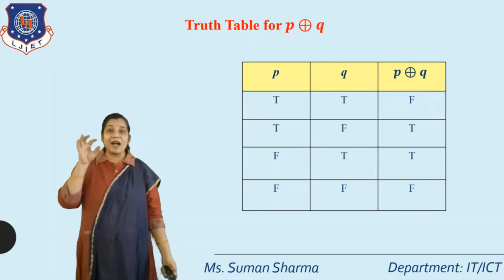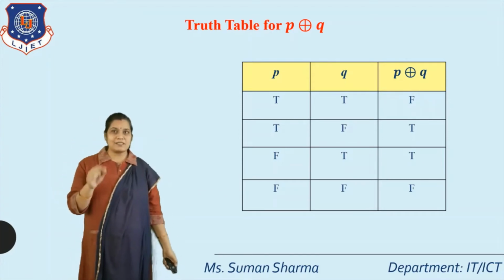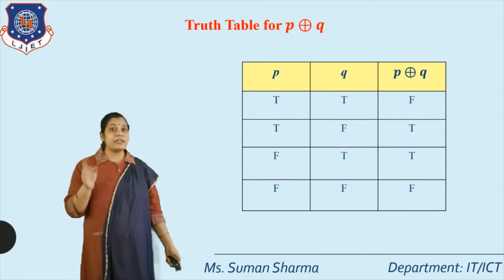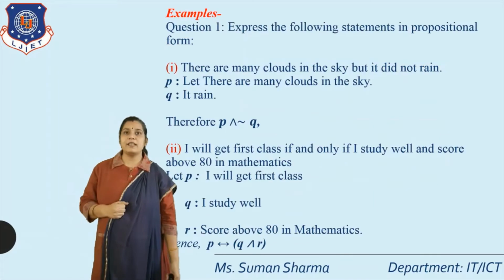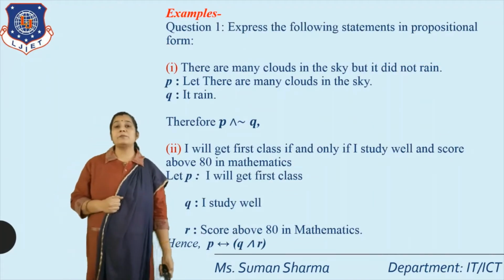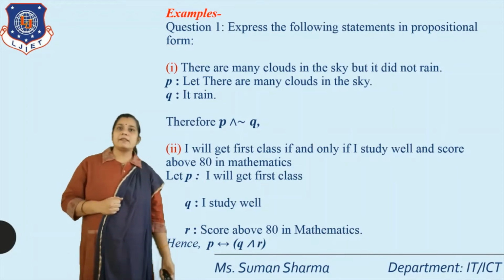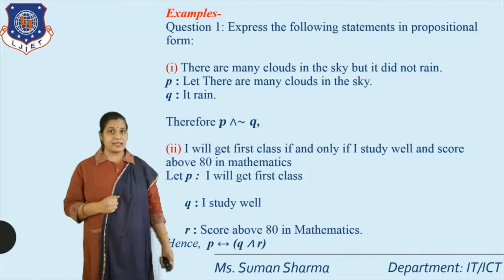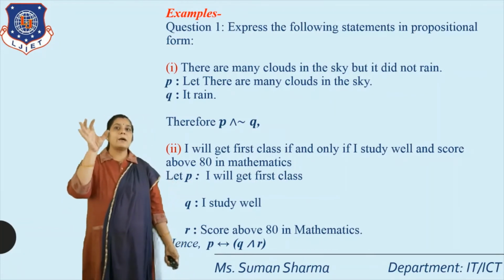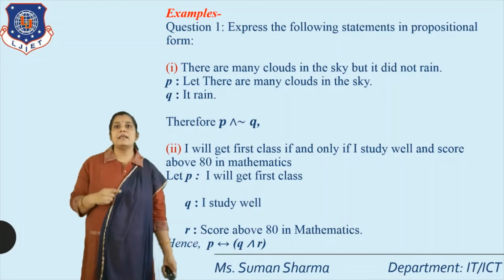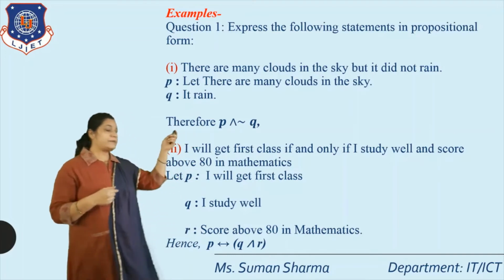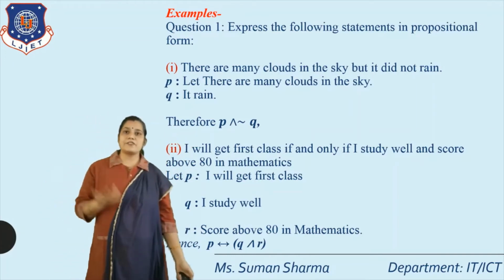Okay, so we have five types of connectives, that means conjunction, disjunction, implies, if and only if, and the ring sum. Okay, next one is the question: express the following sentences in the propositional form. So first one is: there are many clouds in the sky, but it did not rain. Okay, this is your compound statement. We consider P is, let there are many clouds in the sky, and Q is, it rained.